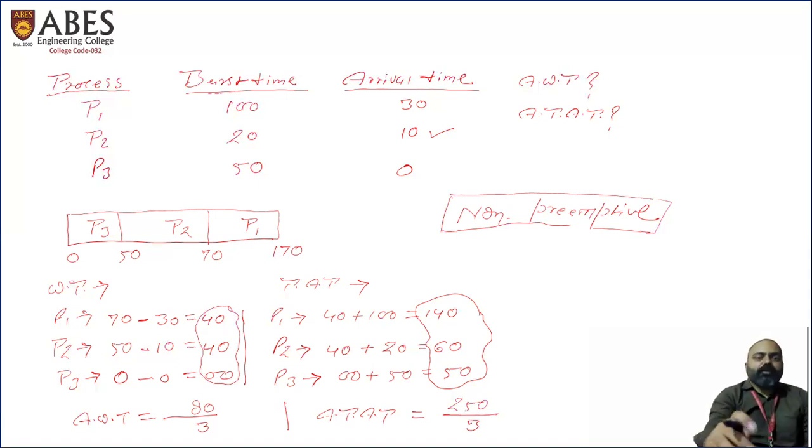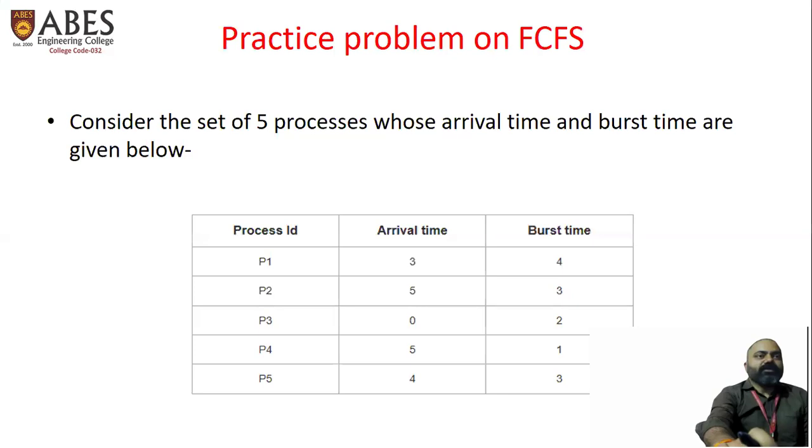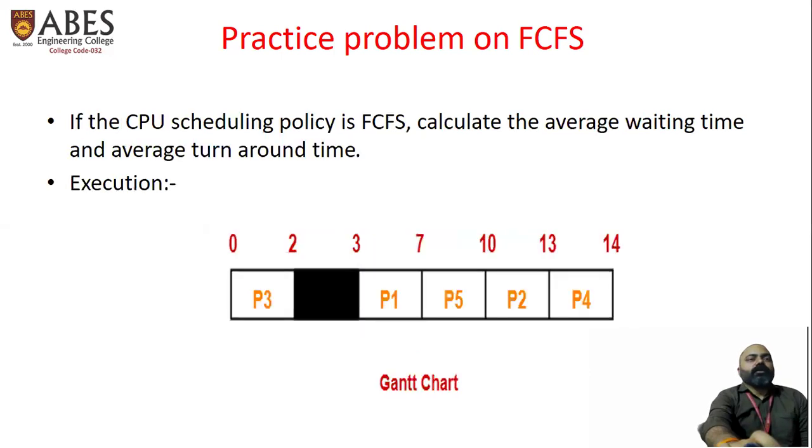Okay. So we will move next and see another example. Here is another numerical in which there are 5 processes, P1, P2, P3, P4, P5, and their respective arrival time and burst time. The ask is the same. We have to find out average waiting time and average turnaround time. So we prepare a Gantt chart for that.